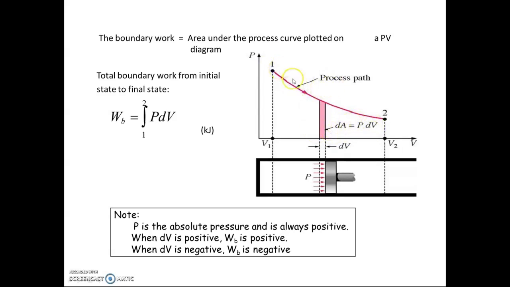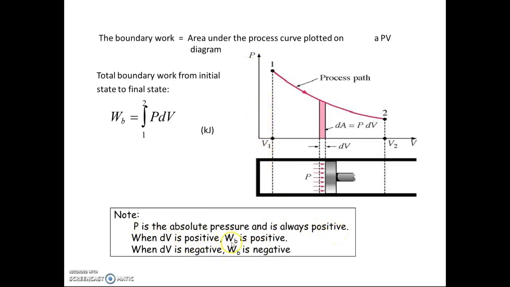The whole process path goes from state 1 to state 2. Using the total boundary work from the initial state to the final state, work of boundary equals the integral of P dV from state 1 to state 2. So we are going to use this equation. Note that pressure is the absolute pressure and is always positive.